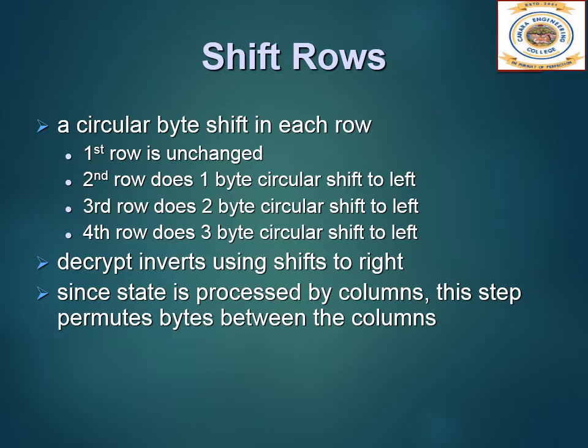Next is the shift rows. How is this shift rows done? It is a circular byte shift in each row. We have 4 rows, it is a 4 cross 4 matrix. The first row is unchanged. In the second row we do a 1 byte circular shift to the left. In the third row we do a 2 byte circular shift to the left. And in the fourth row we do a 3 byte circular shift to the left.